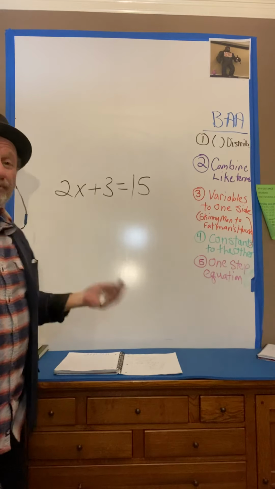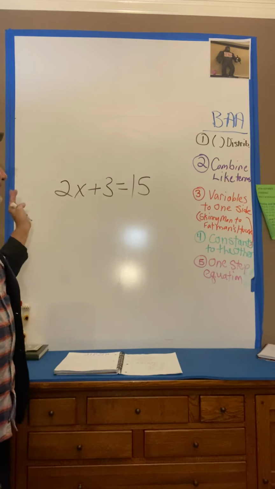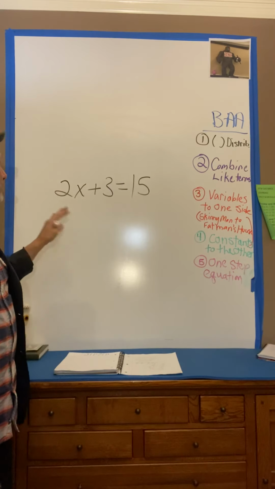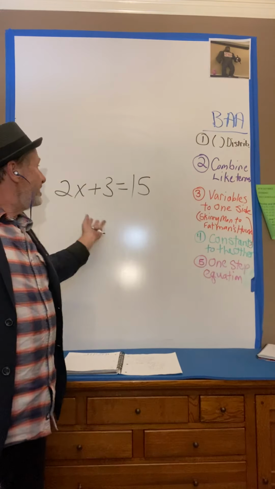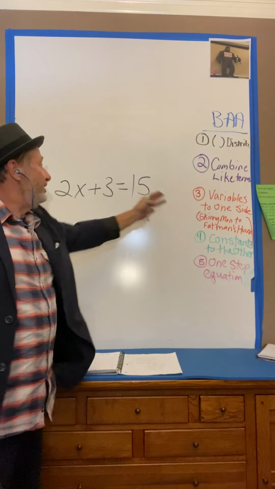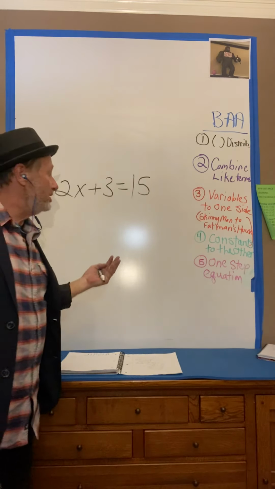Second thing, do I have to combine any like terms? Do I have more than one variable on this side? No. More than one constant? No. Don't have to combine anything. Third thing, are there variables on both sides of the equal sign in the equation? No, there's not. There's just a 2x on this side. Don't need to do that.